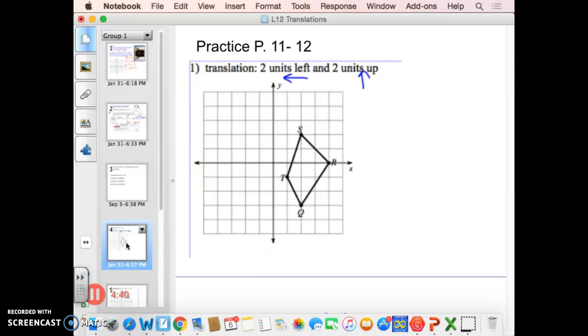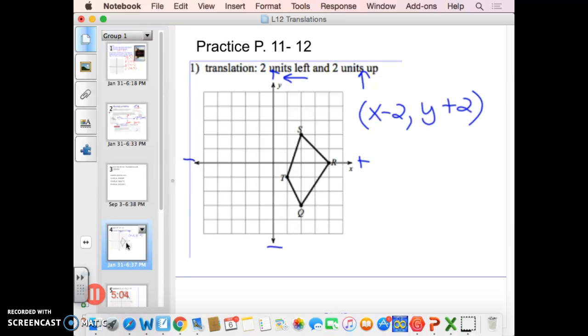Okay? So if I'm moving to the left, that's my x-axis. And because I'm going left, sometimes I put a minus sign here and a plus sign here, and a plus sign here and a minus sign here to remind me. It's going to be x minus 2. And then I'm going 2 units up, so that's going to impact my y coordinate. So it'll be y plus 2.